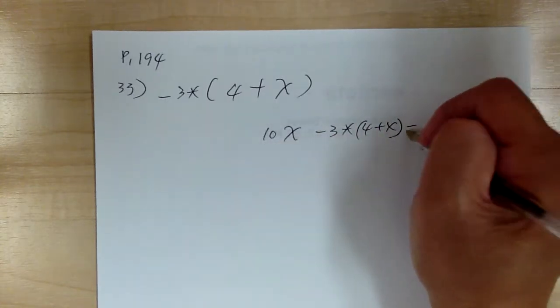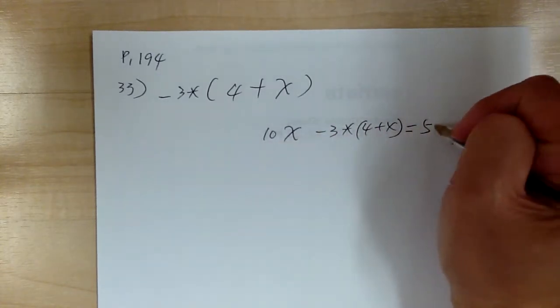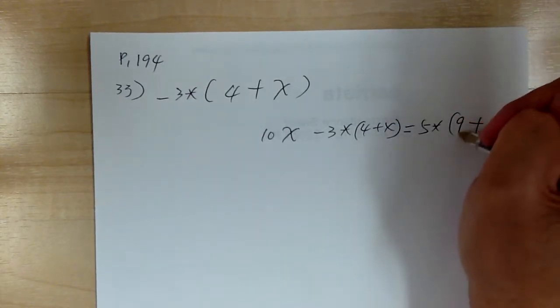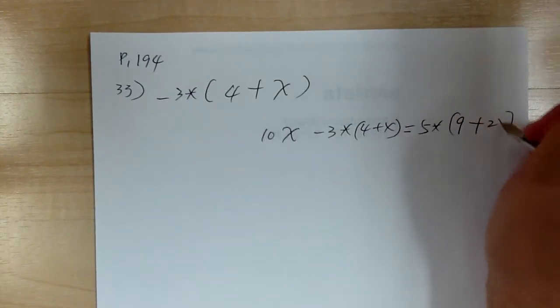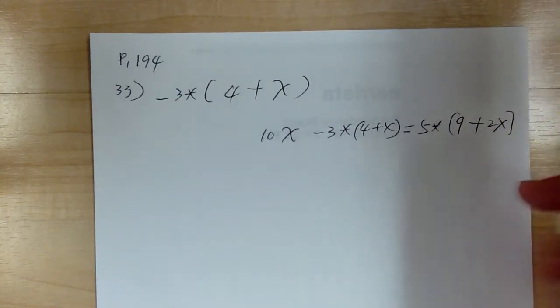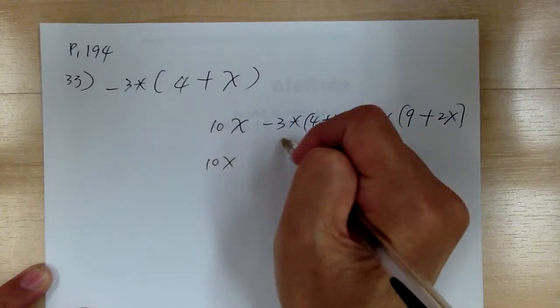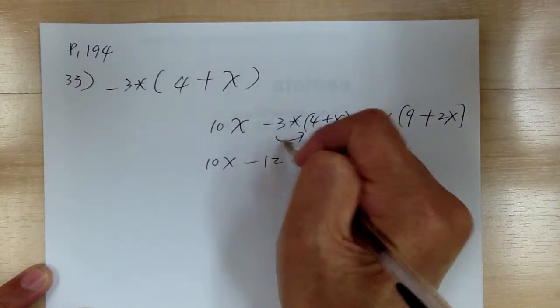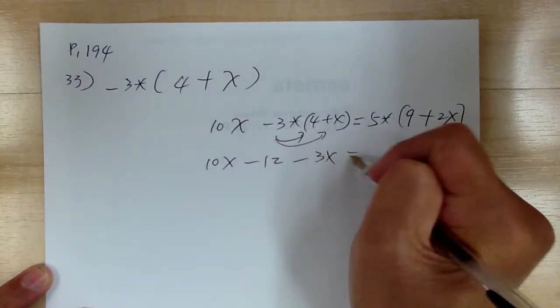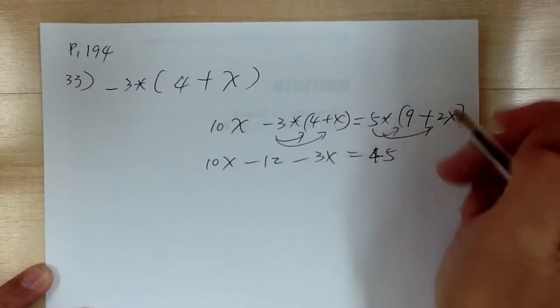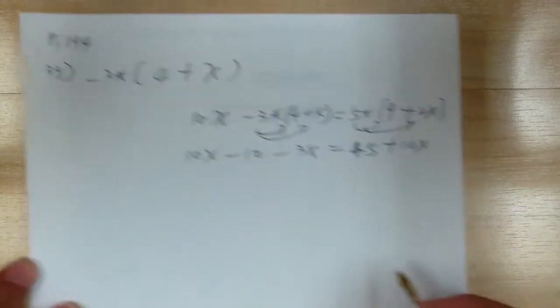So again, 3 times the sum of 4 and unknown number is subtracted from 10 times the unknown number. The result is equal to 5 times the sum of 9 and twice the unknown number. Okay, so that's what you have. Okay, so let's go and work it out. So you got 10x. So when you multiply, you get minus 12. Multiply, you get minus 3x. Multiply, you get 45. Multiply, you get plus 10x.